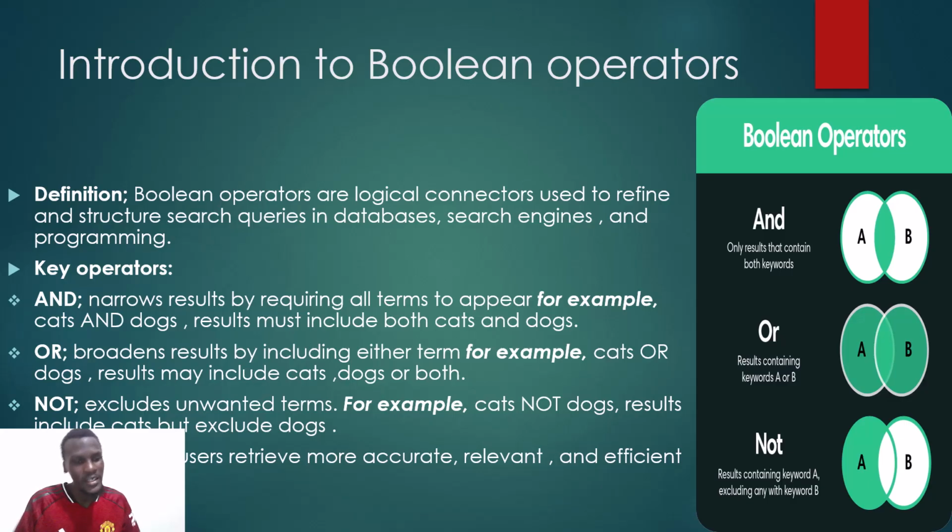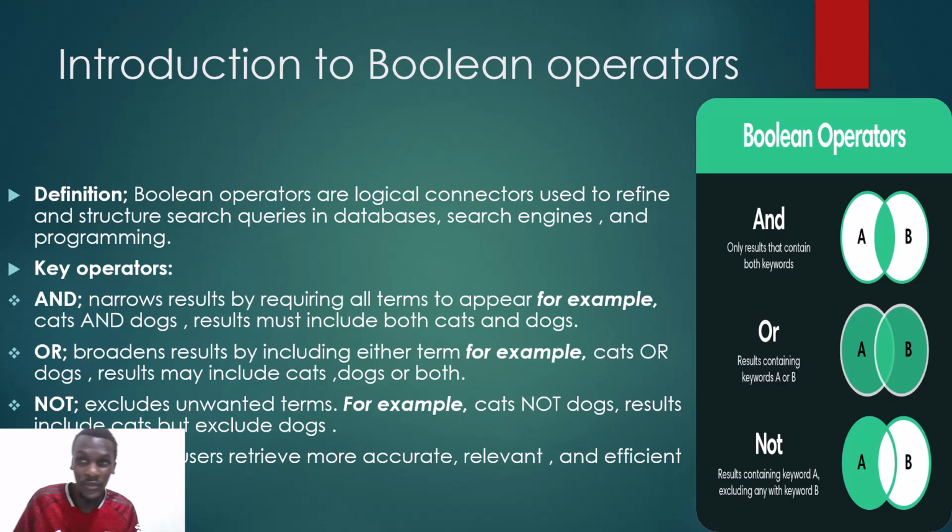Right? Then when you put NOT, this one excludes unwanted terms. For example, cats NOT dogs. It will result in everything about cats, but nothing about dogs, which means we will only bring cats, nothing else. So the purpose of Boolean operators is that they help us retrieve more accurate, relevant and efficient information.